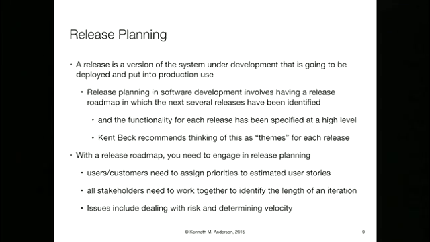And with a release roadmap, what you need to do is engage in release planning, which is, the customers assign priorities to your estimated user stories, and all stakeholders have to work together to say, what's our iteration going to be? Is it going to be a 2-week iteration, a 1-week iteration, a 3-day iteration? What's the iteration cycle? And that's what you do. You determine that when you're planning out your releases. And the issues that you'll be dealing with in this discussion, in this planning, will be what are our risks? If we're too slow, our competitors will beat us. If we're too slow, we'll lose customers because they're complaining already about this particular problem. And also figuring out what's our initial velocity so that we can plan out these iterations.